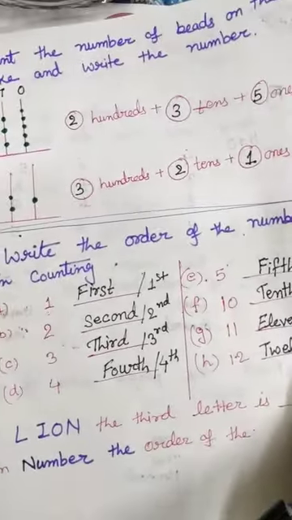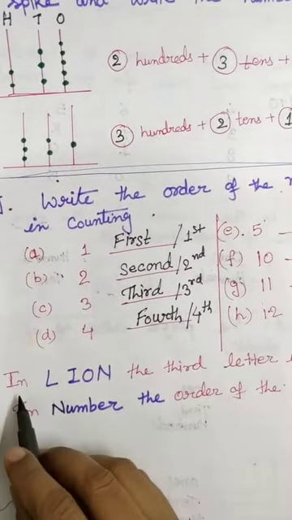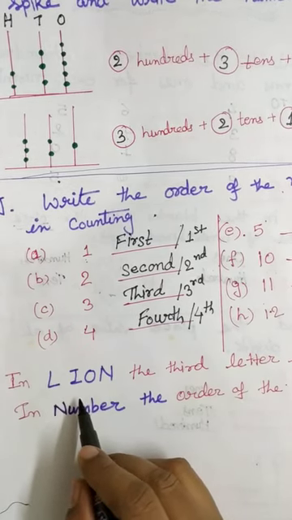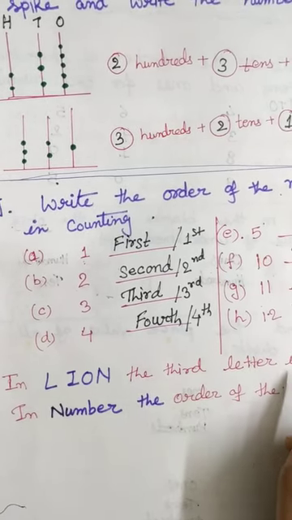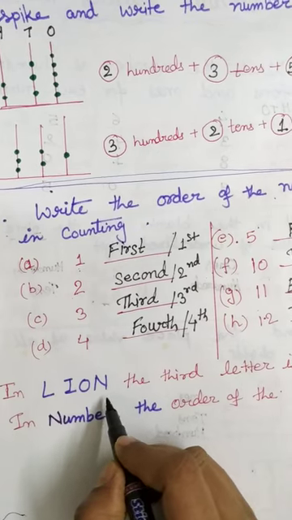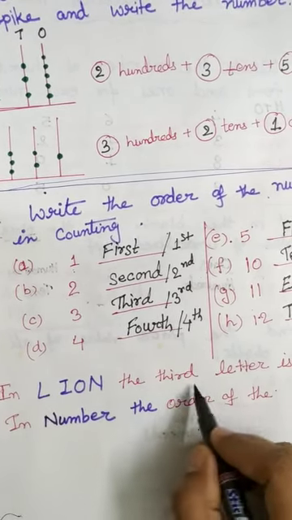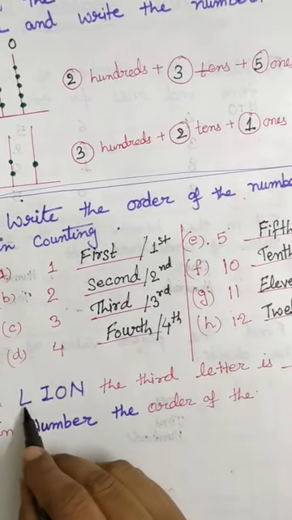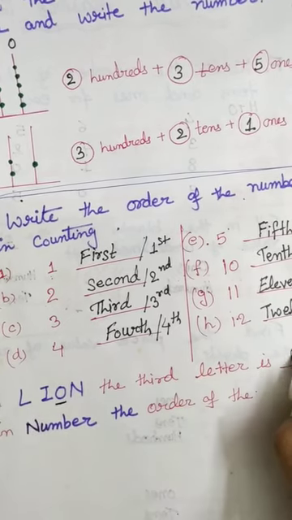The last question. Okay, in lion, LION, lion. In lion the third letter is, it is also related with ordinal number. In your book this type of questions are given. See that in lion the third letter is, what is the third letter? First, second, third. The third letter is O.